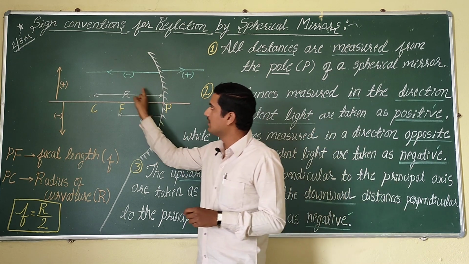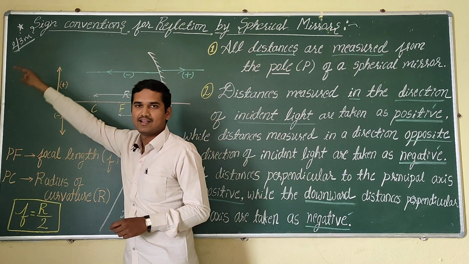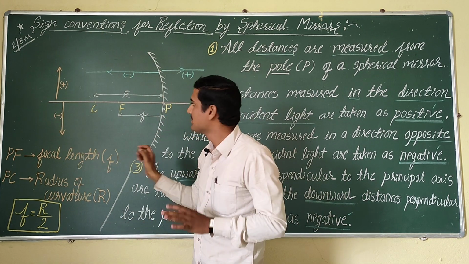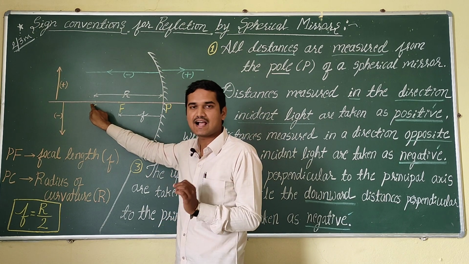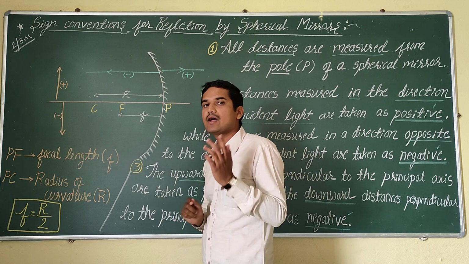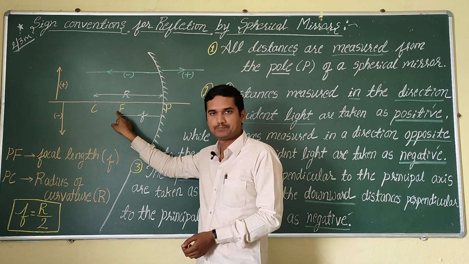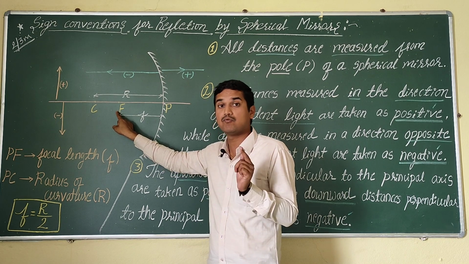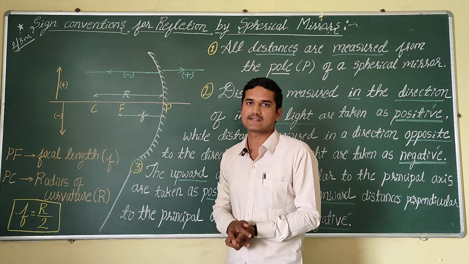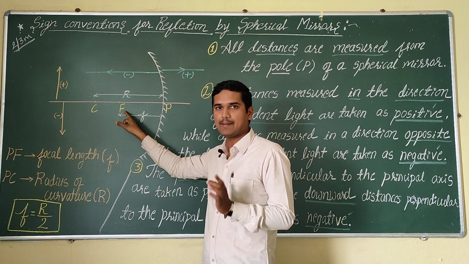And for this entire middle portion, if you extend it, you can imagine one circle here, and the exact middle position of it is called the center of curvature. This C is indicating the center of curvature of a spherical surface. At this point, it is called the focus point. It is called the principal focus, or you can also say just focus. It is indicated by the capital letter F.